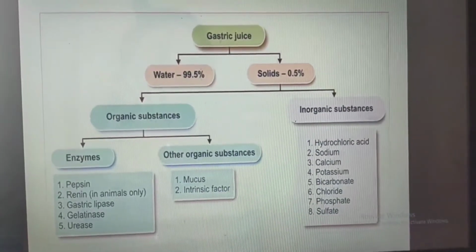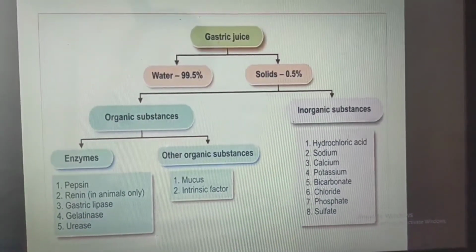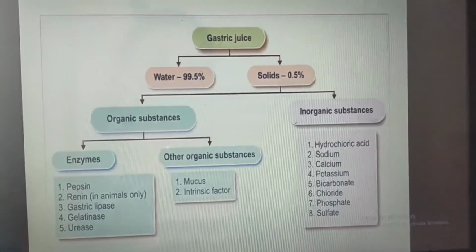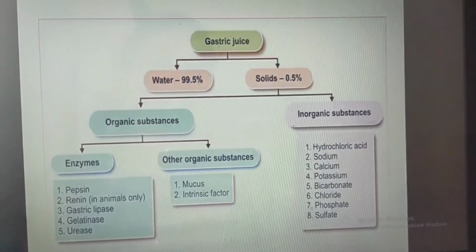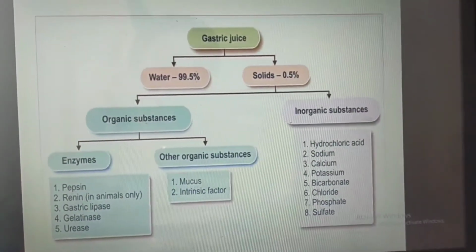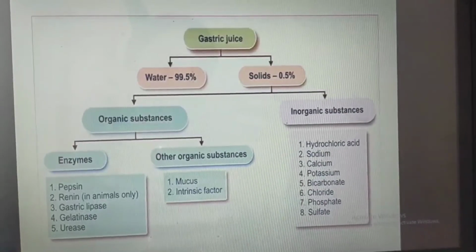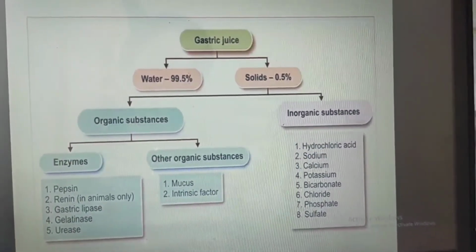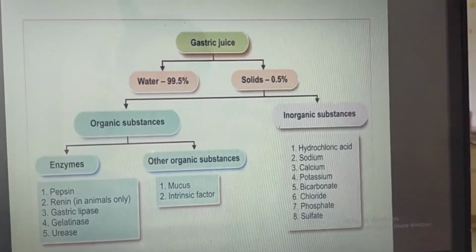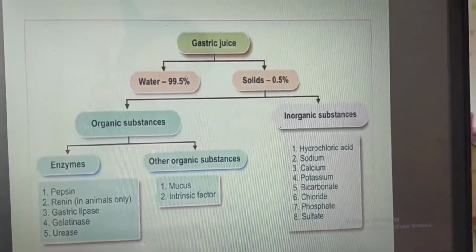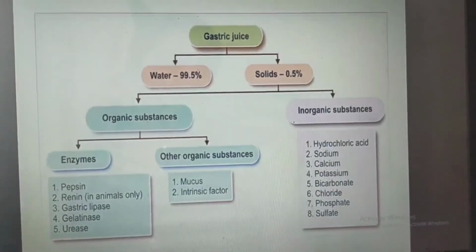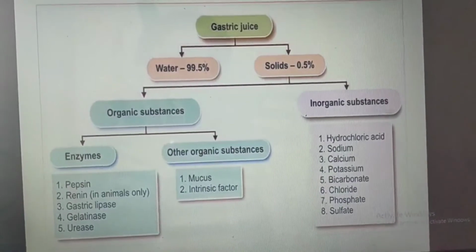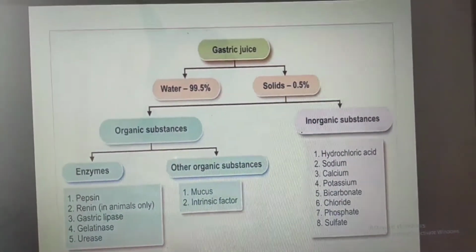In enzymes there would be pepsin, rennin, gastric lipase, gelatinase, and urease. And in other organic substances there would be mucus and intrinsic factor. In inorganic substances there would be hydrochloric acid, sodium, calcium, potassium, bicarbonate, chloride, phosphate, and sulfate.